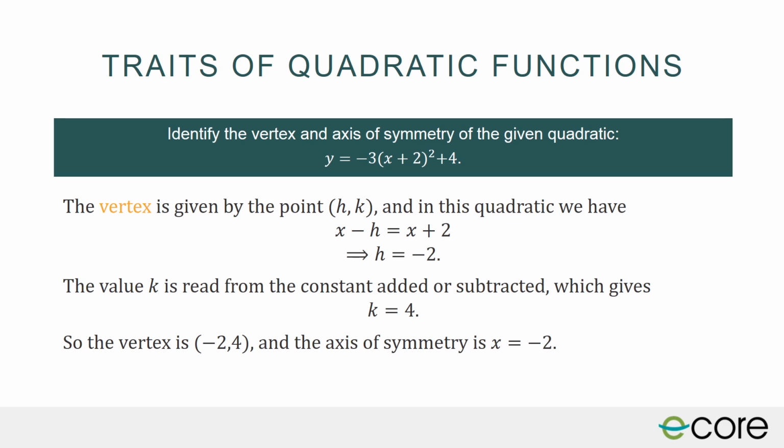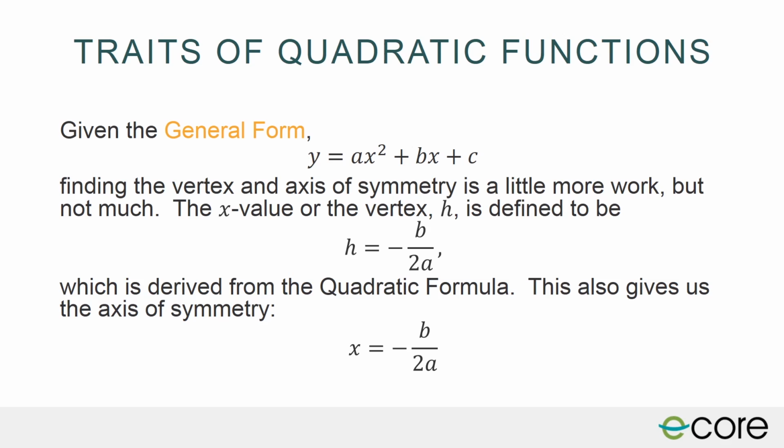Let's identify the vertex and axis of symmetry of the given quadratic, y = -3(x + 2)^2 + 4. The vertex is given by the point (h, k), and in this quadratic we have x - h = x + 2, which implies that h must be equal to -2. The value k is read from the constant added or subtracted, which gives k = 4. So the vertex is the point (-2, 4), and the axis of symmetry is x = -2.